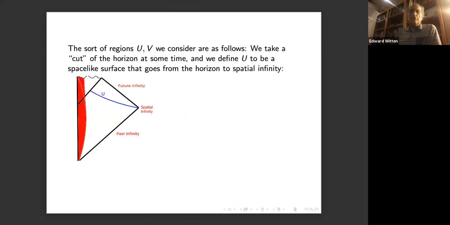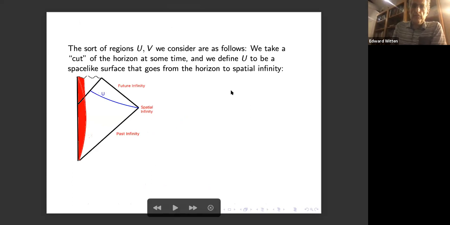Now, what are the regions U and V we're going to consider? So I've drawn again the Penrose diagram for a black hole. And now I've drawn a space-like surface U that goes from the horizon to spatial infinity. So it's a partial Cauchy surface. It's not a complete Cauchy surface because it doesn't continue beyond the horizon. It's a partial Cauchy surface. And U will be the spatial region, or the space-time region will be its domain of dependence.